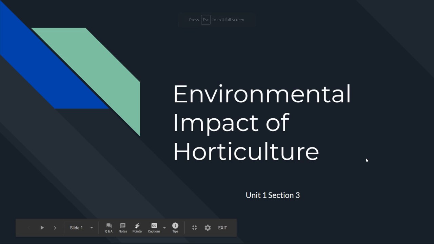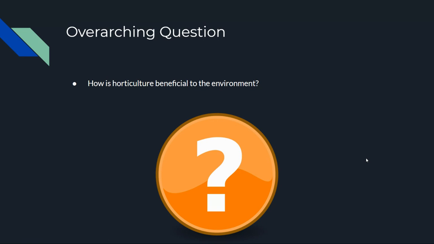All right, so we're going to continue on with Unit 1 and go into Section 3, which is going to focus on the environmental impacts of horticulture. And remember in Section 2, we talked about economic impacts. All right, so the main question we're going to focus on for this presentation is how is horticulture beneficial to the environment? So a lot of different practices that we can incorporate in the field of horticulture and all the subfields of horticulture that will have a positive impact on the environment.